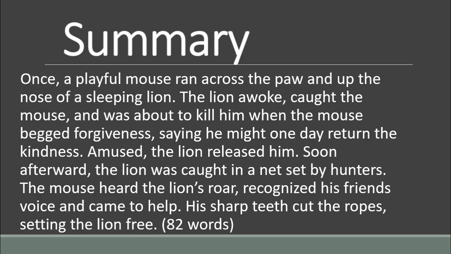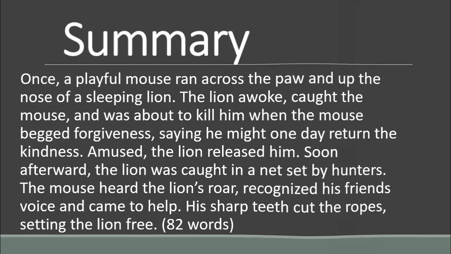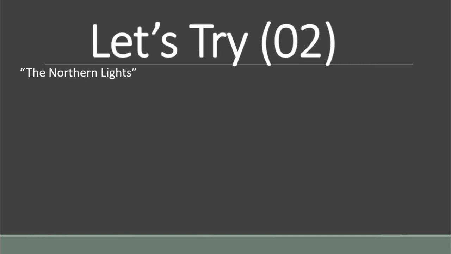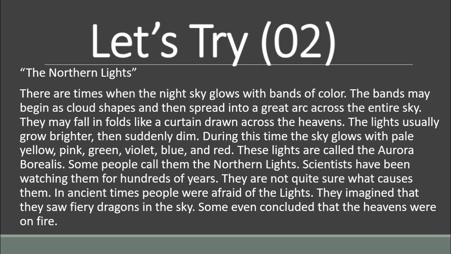Soon afterward, the lion was caught in a net set by hunters. The mouse heard the lion's roar, recognizing his friend's voice, and came to help. His sharp teeth cut the ropes, setting the lion free. So, this summary is written in 82 words. Right. Okay. Let's try to write down another summary. So, here we have another passage. Let's read this out.